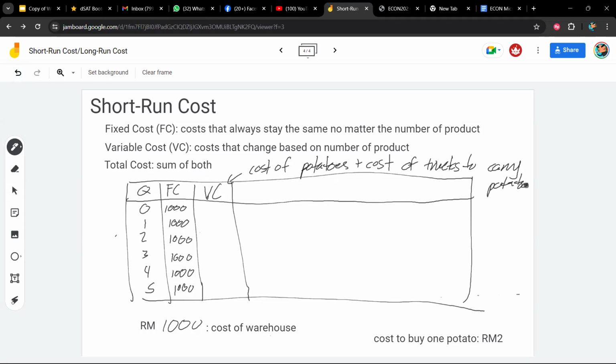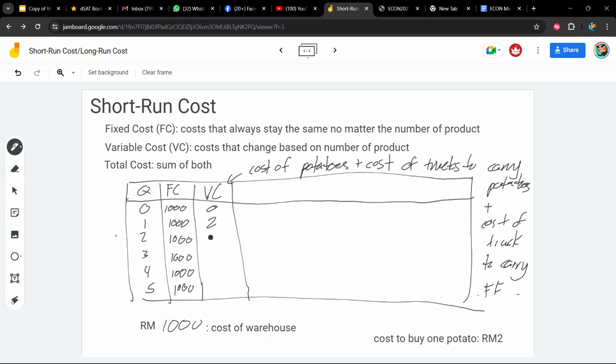Cost of trucks to carry potatoes, cost of trucks to carry your French fries as well. That's also an example of a variable cost. So the more French fries you make, the more trucks you need, of course. So yeah, this is what we call a variable cost, where the cost varies based on the number of products. So for example, maybe I start with just, oh, I buy one French fry and I want to sell one French fry. I might only need to buy the potato and I can just walk to the person and sell the French fries to them without needing the truck.